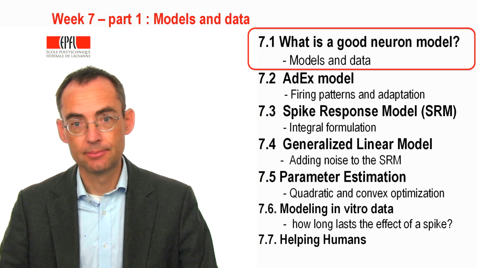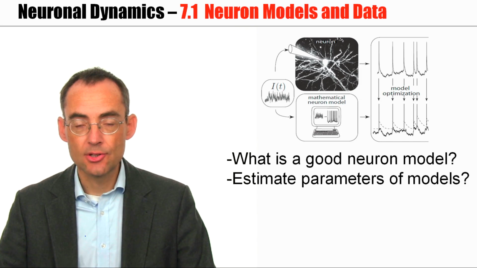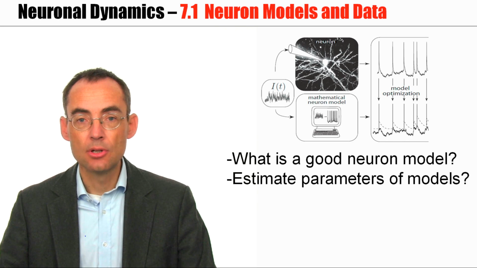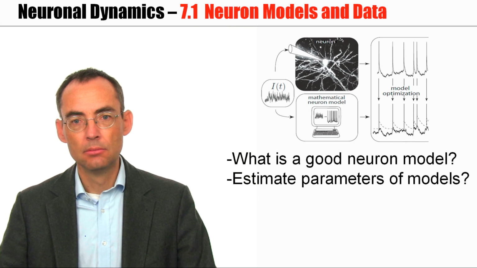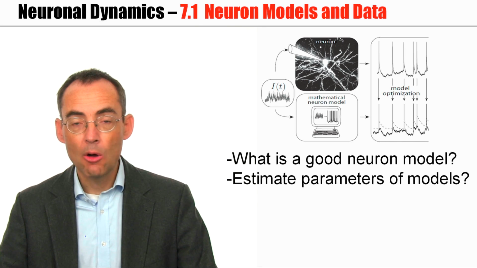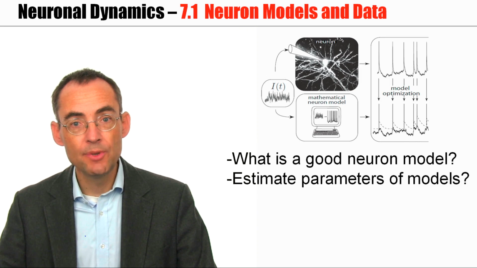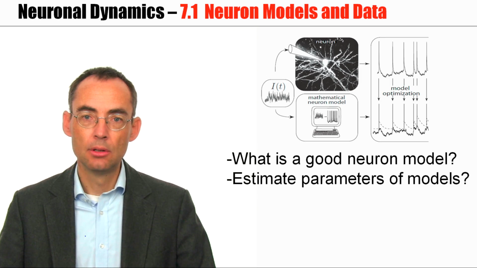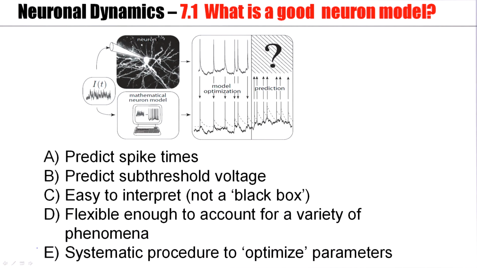The question I would like to ask this week is, actually, what is a good neuron model? And how can we compare a neuron model with data? How can we optimize parameters of a neuron model so that it really describes biology? So let's start with the first question.